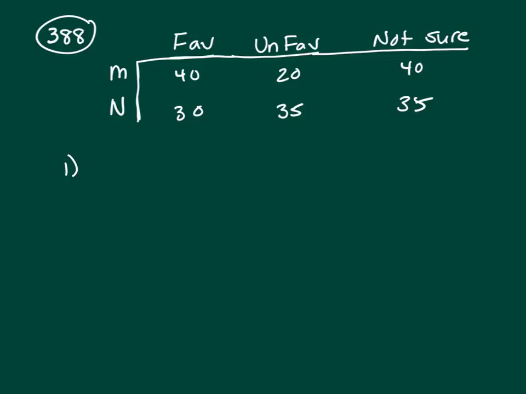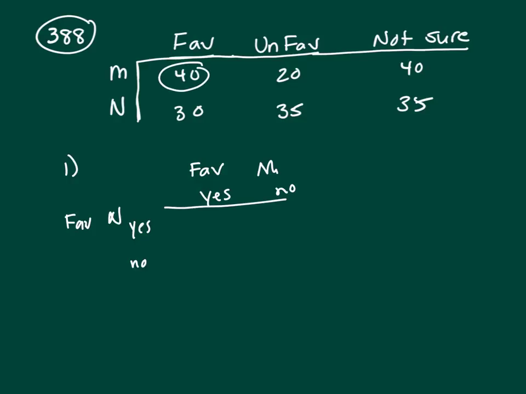All right, let's do another matrix. Let's do a submatrix to the one above. Let's go across the top and let that be favors M, and then my rows will be favors N, and it's going to be yes, no, or yes, no. Okay, so from the top matrix, we know that 40 people favored M. So favored M would be 40, and favored N, yes, that would be 30 over here.